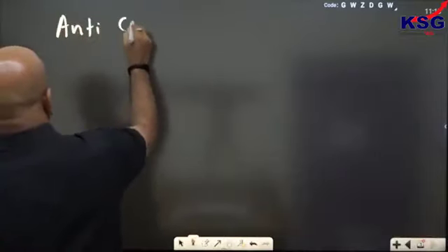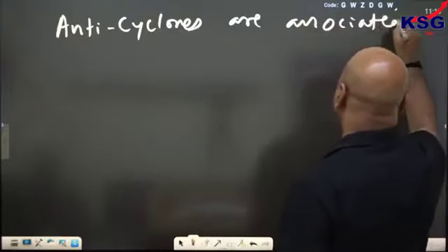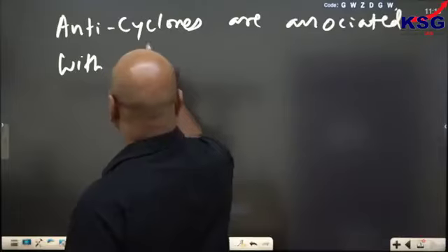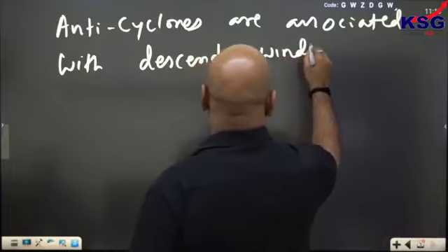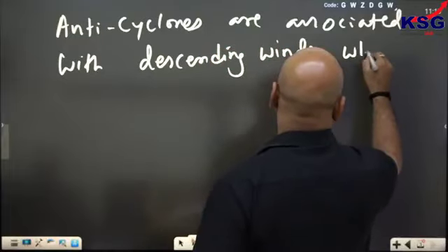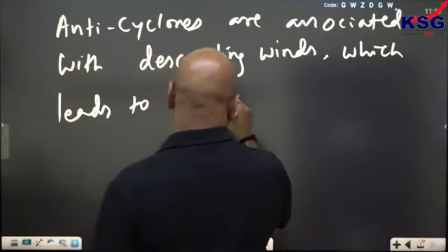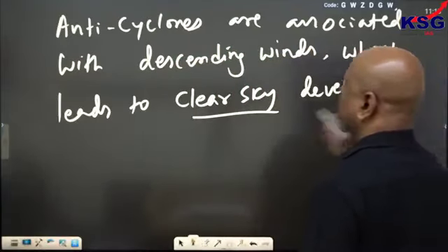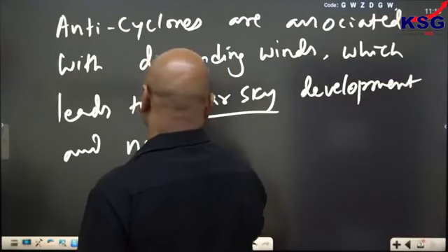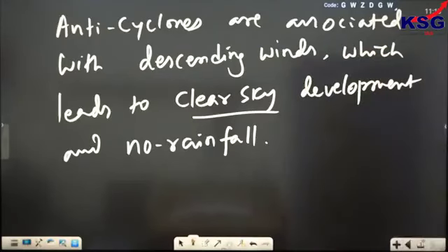So anticyclones are associated with descending winds, which leads to clear sky development and no rainfall. There will be no rainfall here.